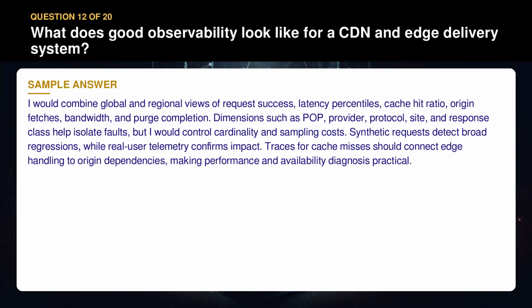I would combine global and regional views of request success, latency percentiles, cache hit ratio, origin fetches, bandwidth, and purge completion. Dimensions such as POP, provider, protocol, site, and response class help isolate faults, but I would control cardinality and sampling costs. Synthetic requests detect broad regressions, while real user telemetry confirms impact. Traces for cache misses should connect edge handling to origin dependencies, making performance and availability diagnosis practical.